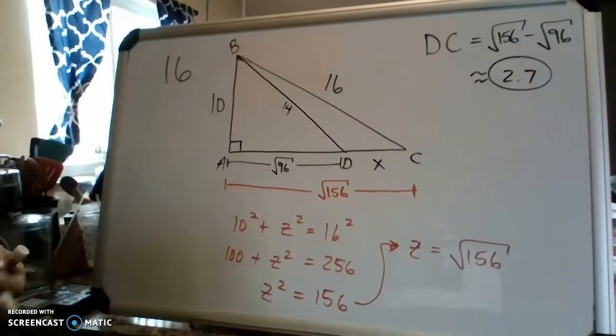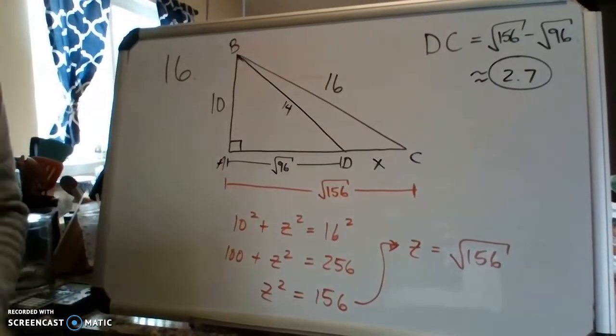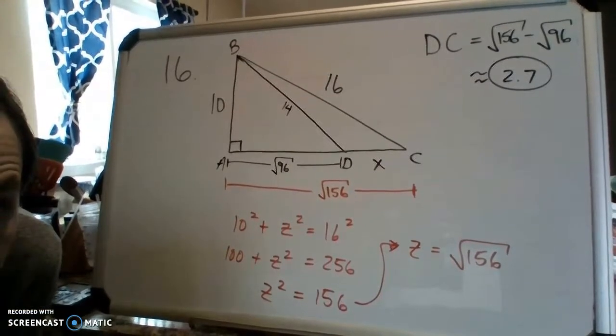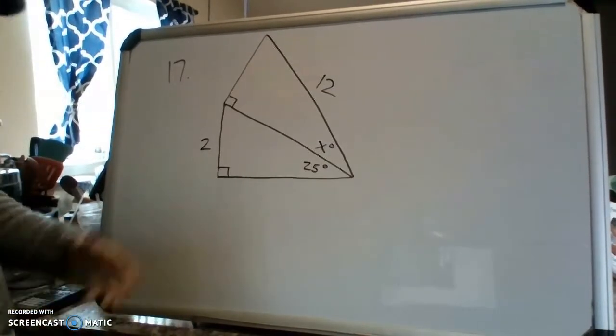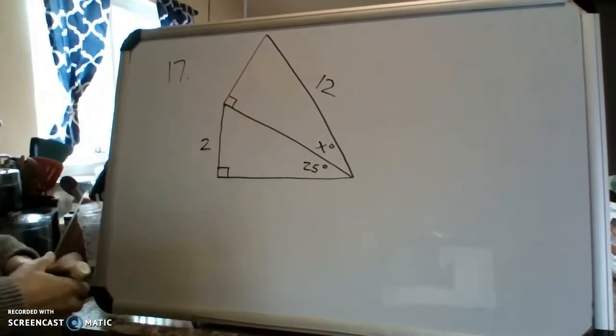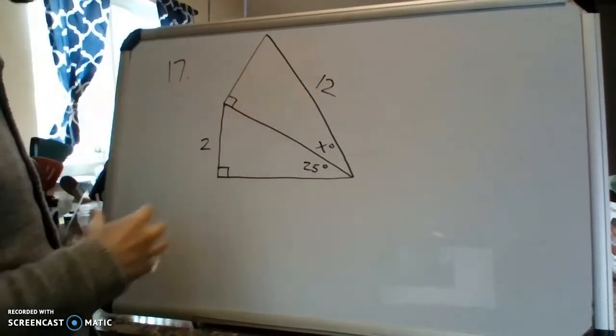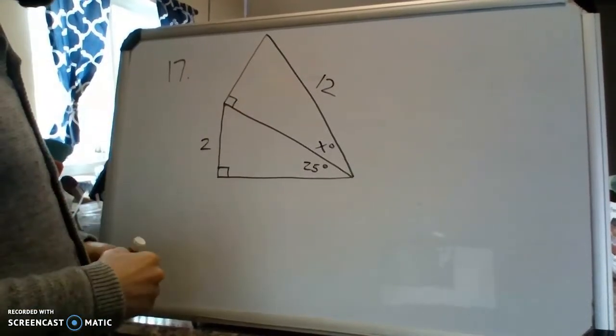And that's your x value. Let's move on to the next problem. All right, in number 17, once again, we have multiple triangles. This time we don't have any overlapping triangles, which is nice.